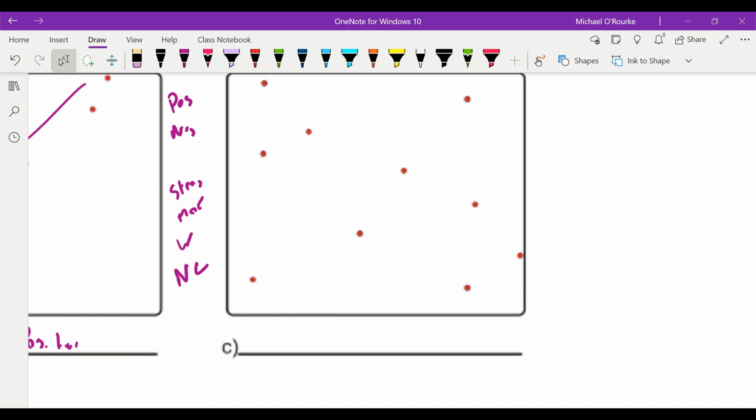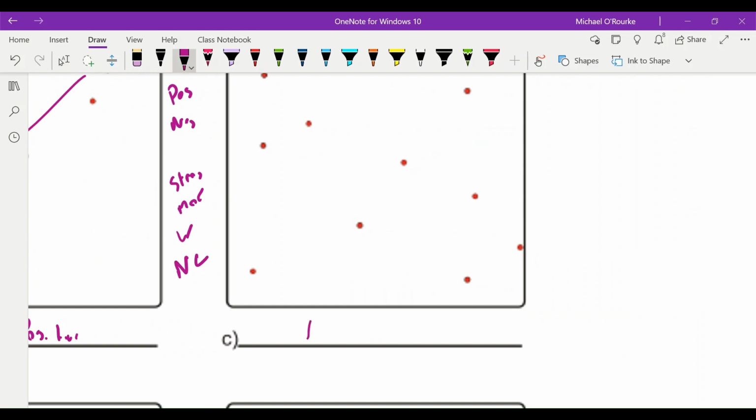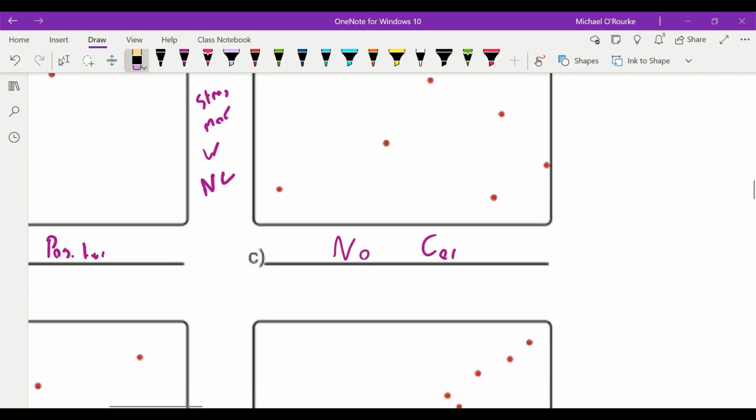Here, I would have this probably as a no correlation. There's just no trend there. Like I can't draw a line going down or I can't draw a line going up. They both look the same. So I'd say no correlation there.